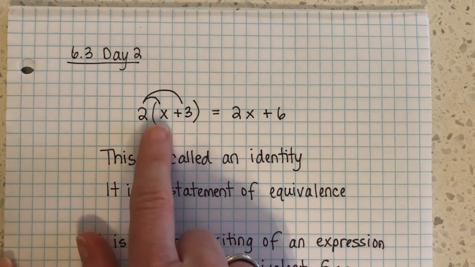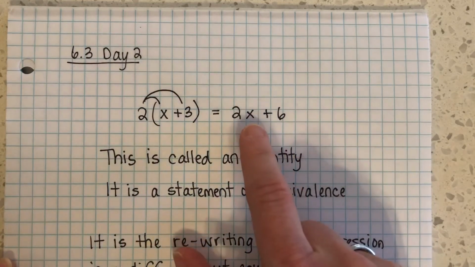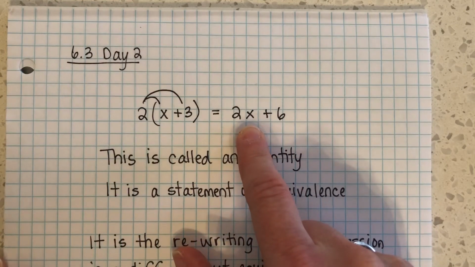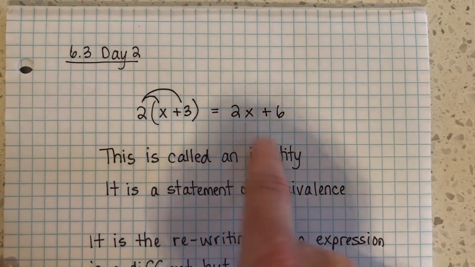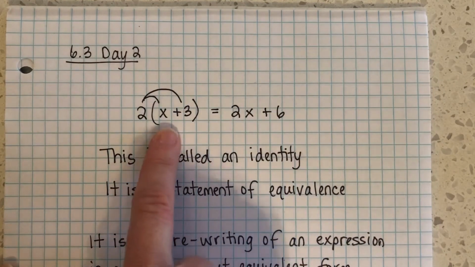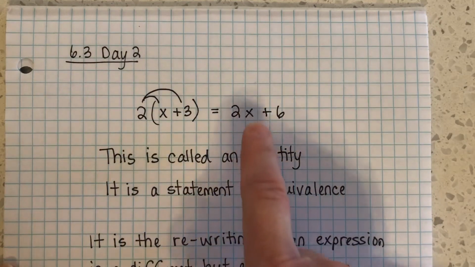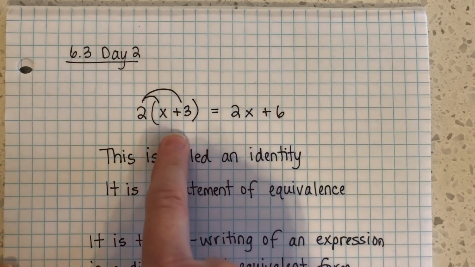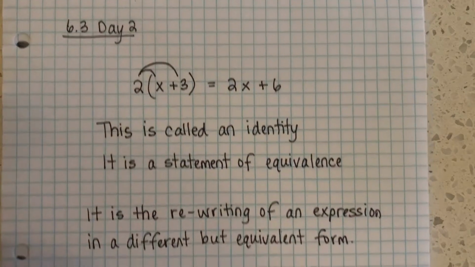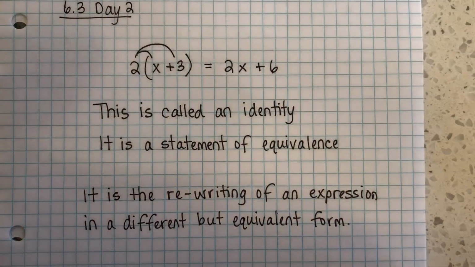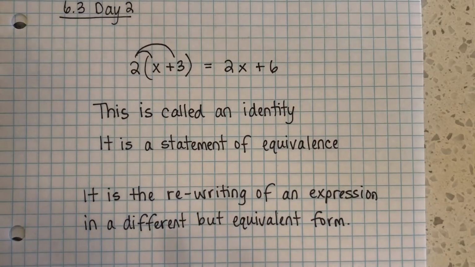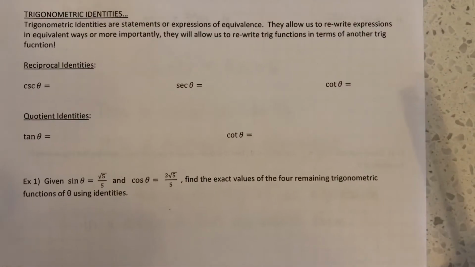Whatever number I plug in for x here, I will get the same answer for whatever I plug x in over here as well. So this is a statement of equality. It's a way to rewrite something in another form. I can rewrite this expression in an equivalent and different way, but they're still equal to one another. And that's what the identities are going to be about. But we want to be able to apply them to the trigonometric functions, to sine, to cosine, to tangent, and whatnot. All right, so your notes look like this, okay?